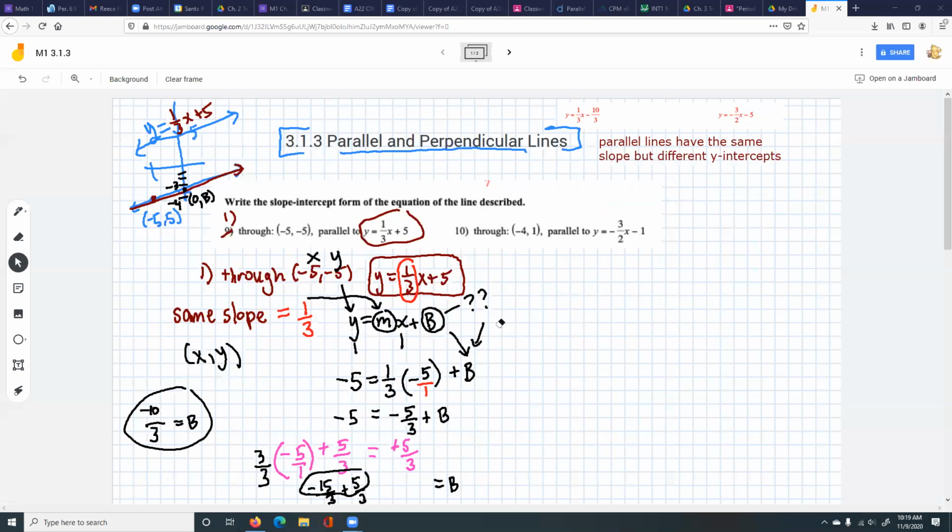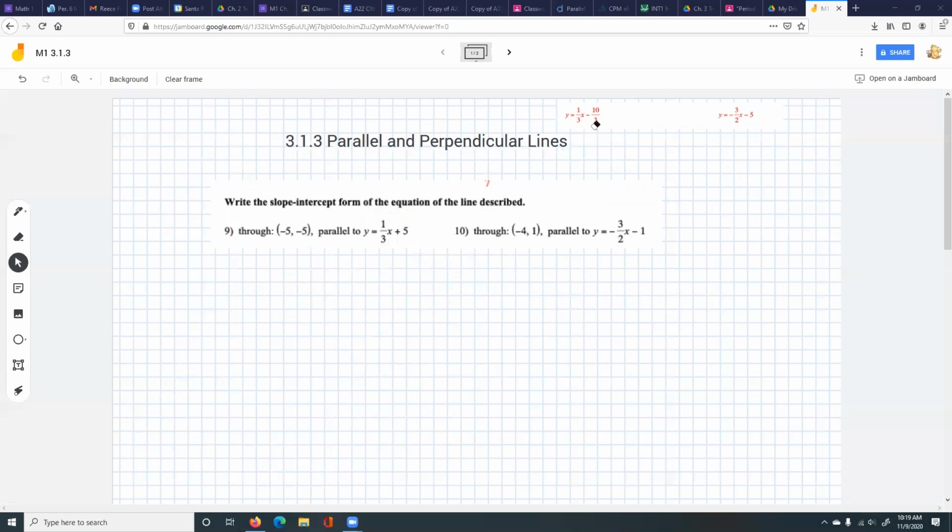Okay, I kind of want to erase this stuff too. Yeah, I'm going to erase everything just so it doesn't get sloppy, okay? All right, so this is our line. So go ahead and write the problem down.